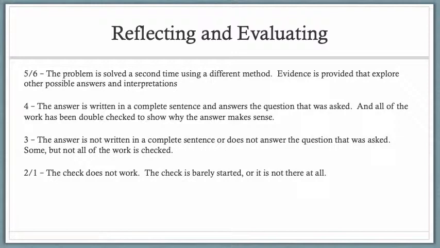For reflecting and evaluating, if you don't pass, that means there is no check. I can't see that there was a check. I can't see that there was a review. I don't see a different method. I don't even see where you've written out the answer and if it makes sense in the context of the problem. So make sure you're actually labeling, here's my reflection, and what you're doing to double check over all of your work.